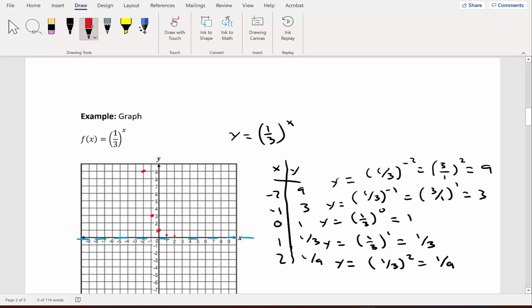And now let's connect our points with each other. Draw that a little bit better. So we get close to that line but never touch. And now we have our graph.